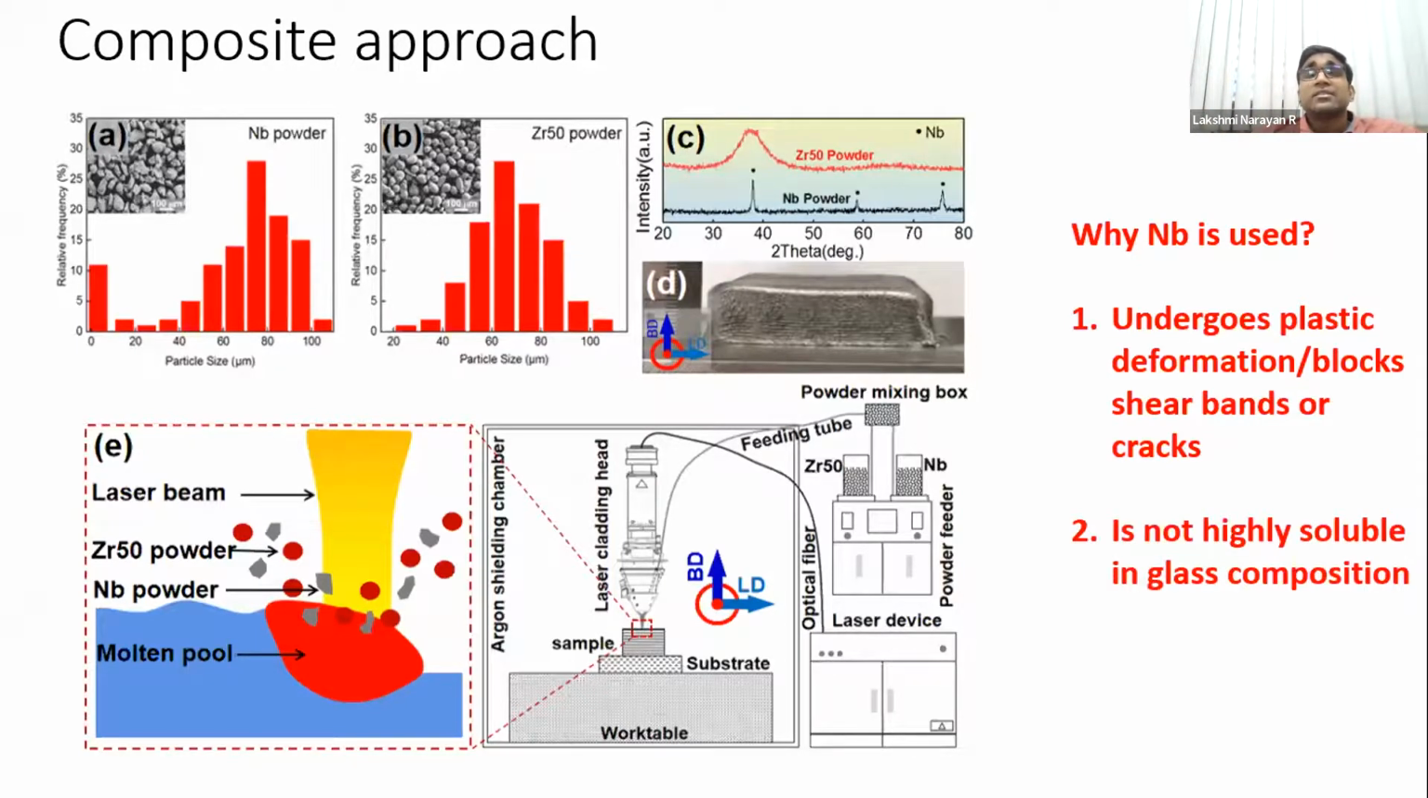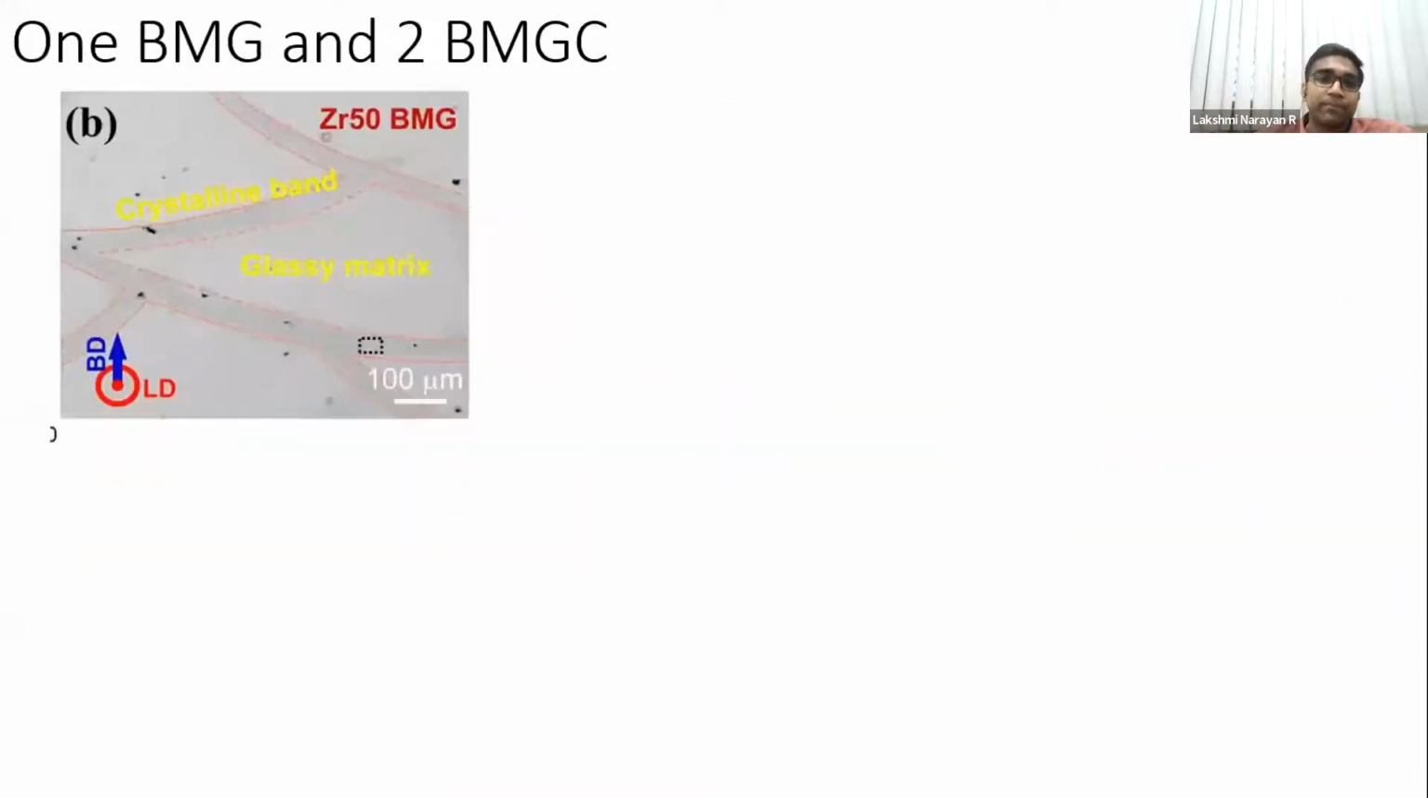The other thing is niobium does not dissolve too much in glass. It has very limited solubility in the zirconium composition that we have used, which means that niobium cannot interfere with the glass composition. If it interferes, there is a possibility that it will form some intermetallic phases. If niobium forms some compound with zirconium, it's a bad thing. So since it has low solubility, niobium will always precipitate out even if it melts. So that was the idea of using niobium.